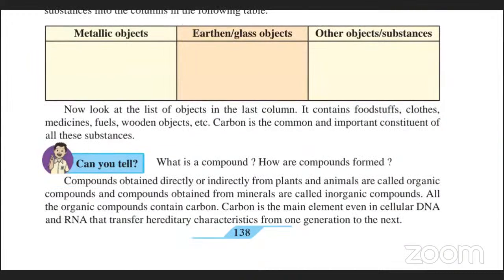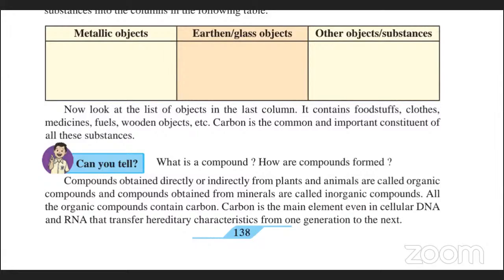Now talking about compounds, so what is a compound and how are compounds formed? A compound is basically a combination of elements. When different elements combine together, they give a particular compound. So it is formed by the combination of simple elements.